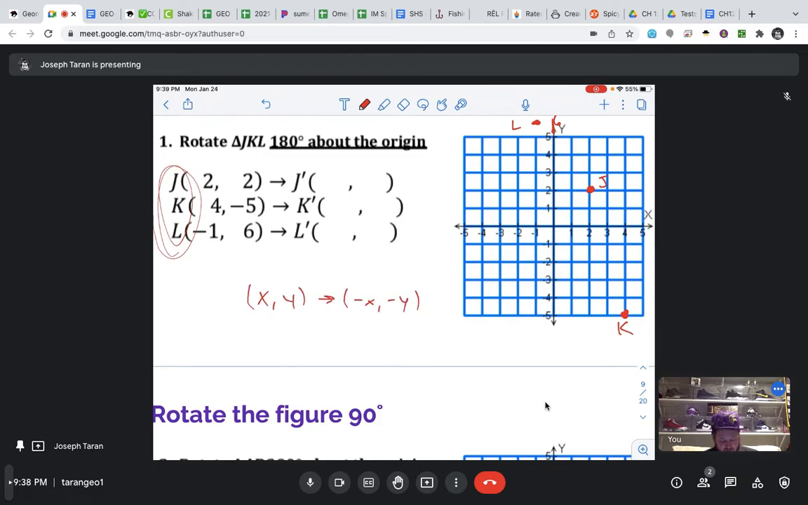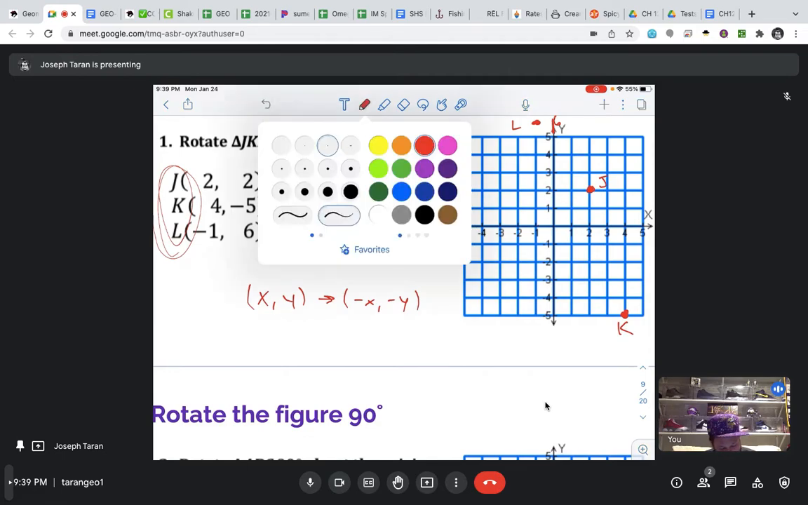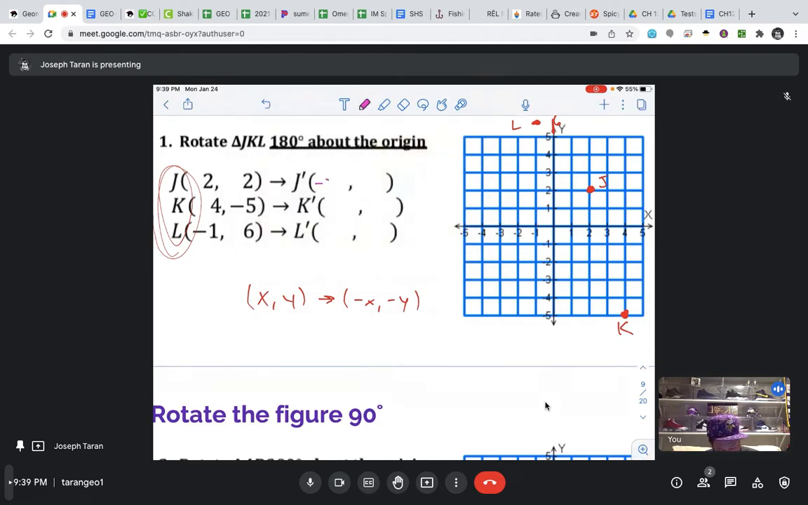180 degrees, if we remember the rule, was just opposite signs. So let's change this to pink. It's just going to be -2, -2. This is going to be -4, +5, and +1, -6. So let's plot those.